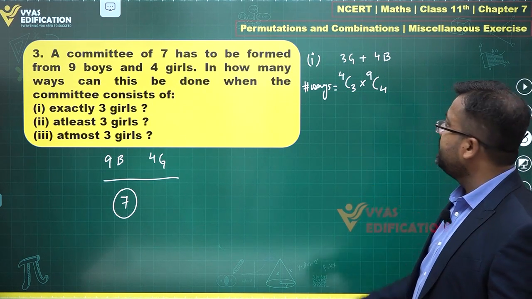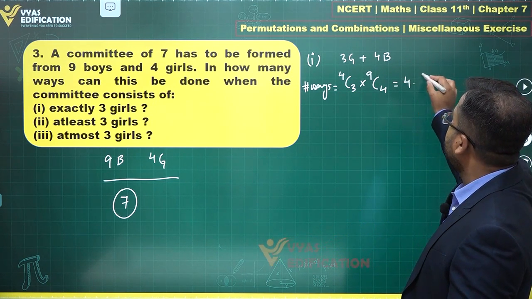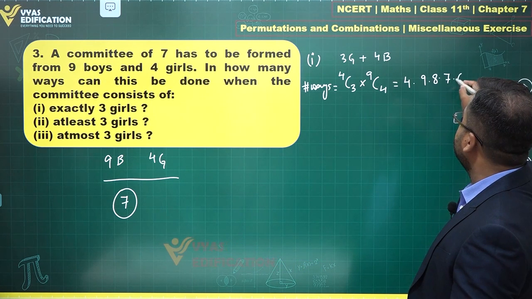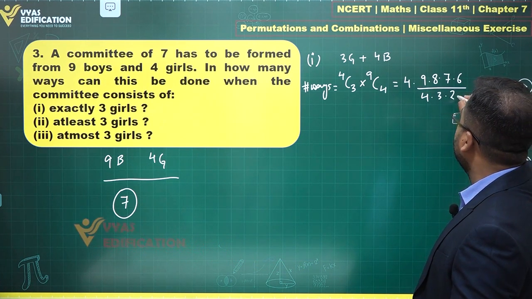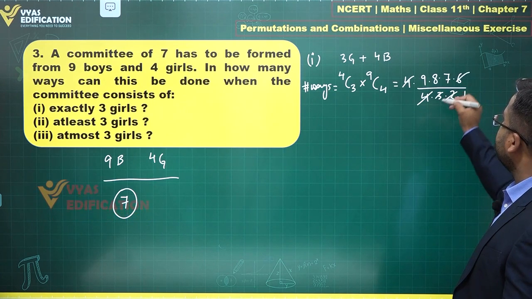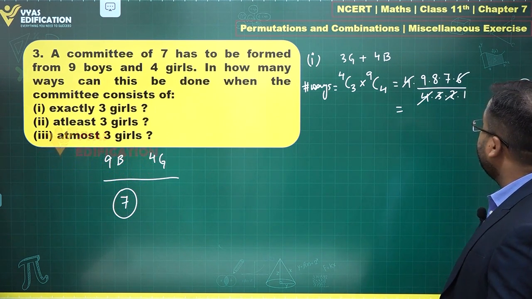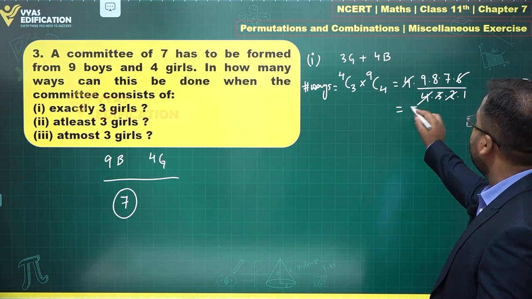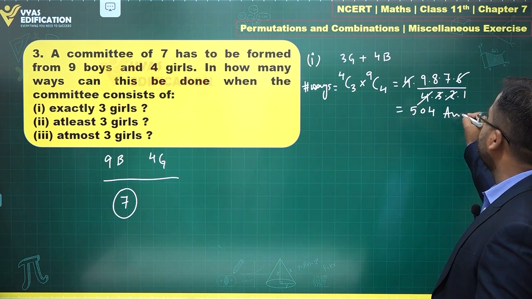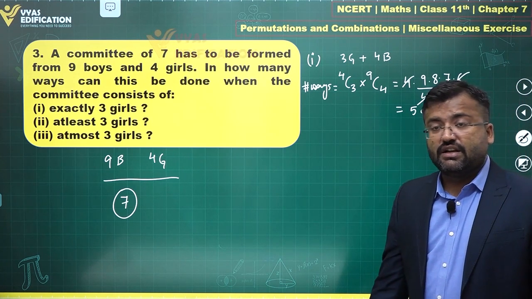Is this 4C3 times 9C4? What is that? This is 4, 9, 8, 7, 6 over 4, 3, 2, 1. 4 goes over here. 3 times 2 is 6. And this is 9 into 7, 63, and 8. This is actually 8 cube minus 8, which is 504. That is the answer for this question over here. That's the number of ways.